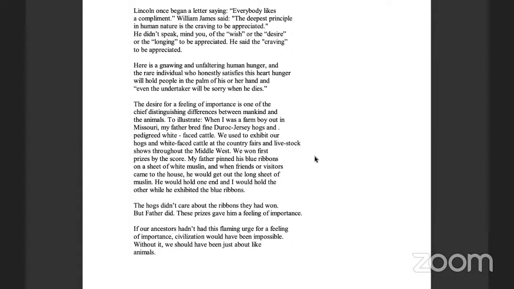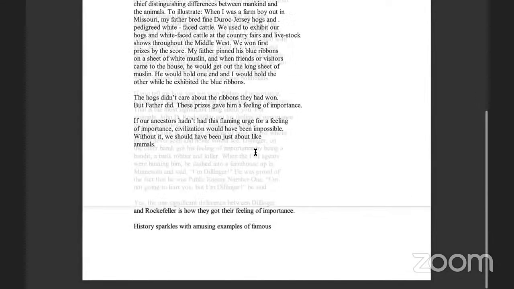If our ancestors hadn't had this flaming urge for a feeling of importance, civilization would have been impossible. Without it, we should have been just like animals. It's true to a certain degree.